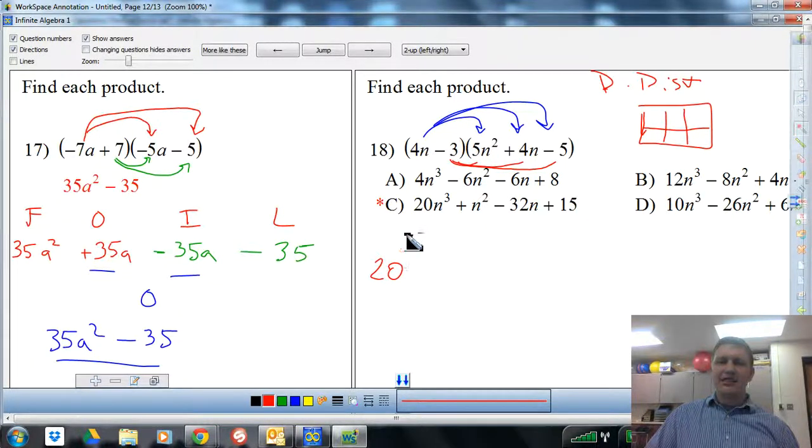N times n squared is really n to the third, because you have 1 and then 2 of them, and you're going to combine them. And so you go n to the third. Okay, then we do 4n times 4n, which is plus 16n squared.